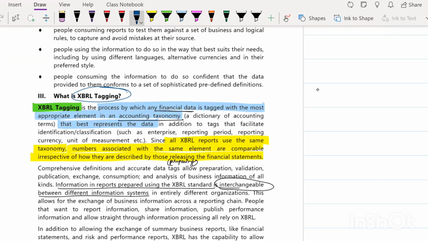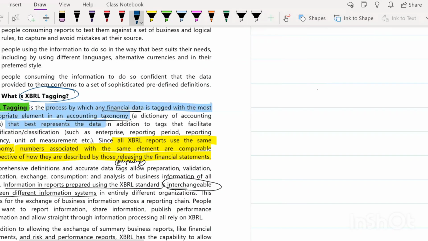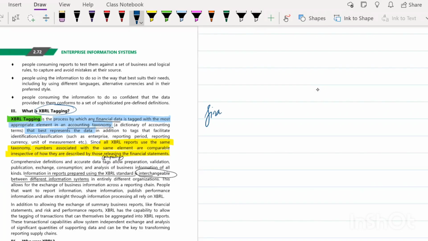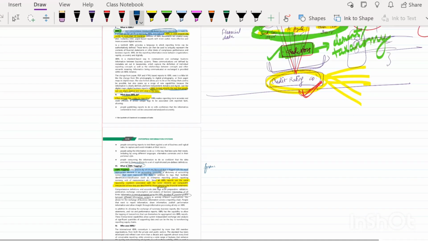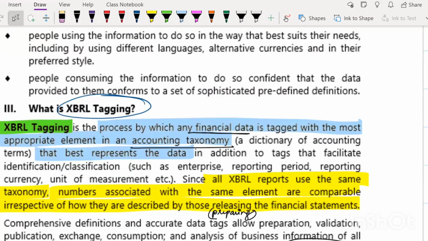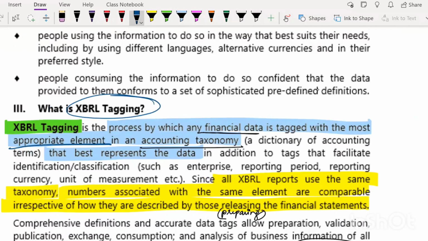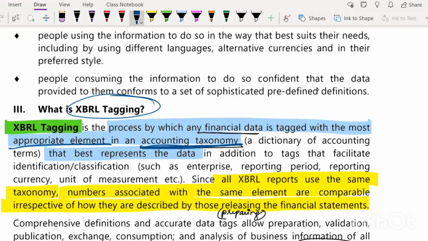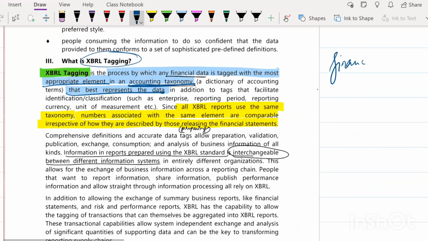Okay. So XBRL tagging. What is XBRL tagging? Whatever financial data you have, we had financial data, right? So this is the financial data that you have, and you are linking this financial data with a taxonomy, with an accounting taxonomy, or linking it with the element. So that is known as XBRL tagging. You will tag different financial data with the appropriate element in an accounting taxonomy, which will best represent the data. Okay, which is going to represent in the best manner the data that has been given.